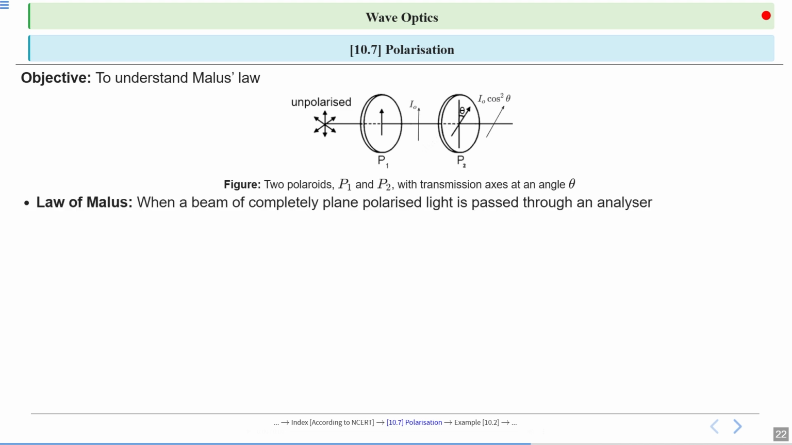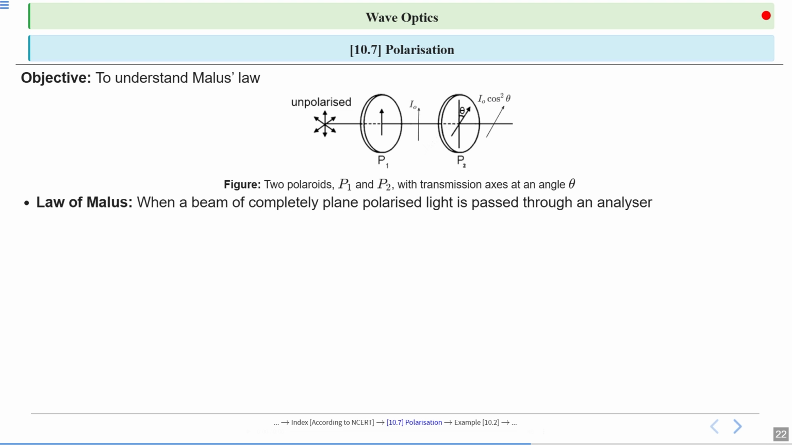So let's delve into Malus law itself. When a beam of completely plane polarized light passes through an analyzer, the intensity of transmitted light depends on the angle between the polarizer and the analyzer. The first polarizer P1 is known as the polarizer, and the second Polaroid, used to analyze the light coming from the polarizer, is known as the analyzer.